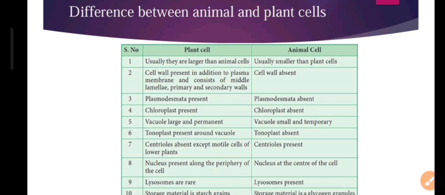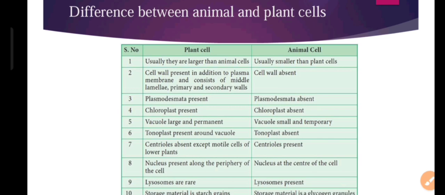And then in the plant cell, plasmodesmata are present. What are plasmodesmata? They are plasma membrane-lined tubes that cross the cell wall. They create cytoplasmic and plasma membrane continuity between neighboring cells. It forms a way that allows selective substances to go through it. And in the animal cell, plasmodesmata are absent.